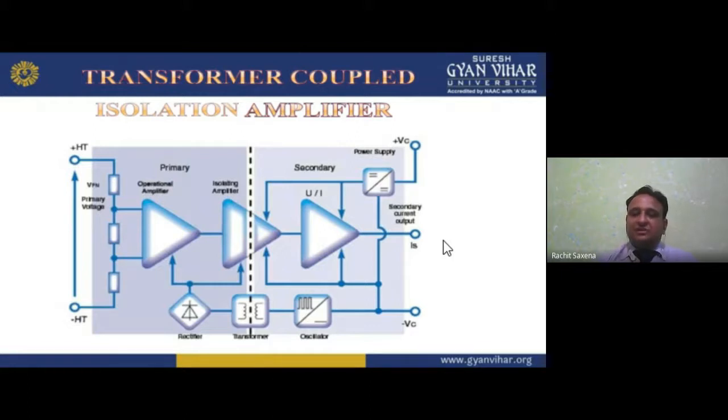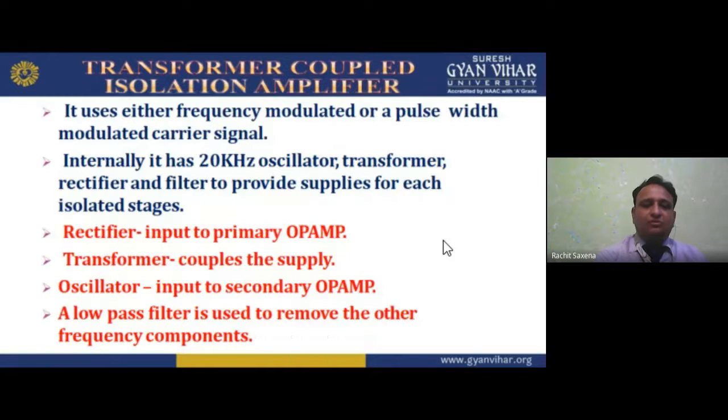See the construction. I'm talking about this construction. So directly we are getting this value. Now it uses either frequency modulated, as I earlier told you, or pulse width modulation or modulated carrier signals. Internally, it has a 20 kilohertz oscillator, transformer coupling, rectifier, and filter to provide supply for each isolated stage.